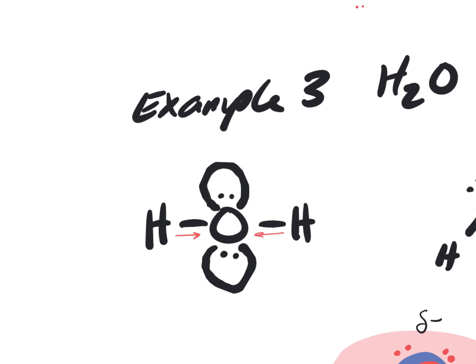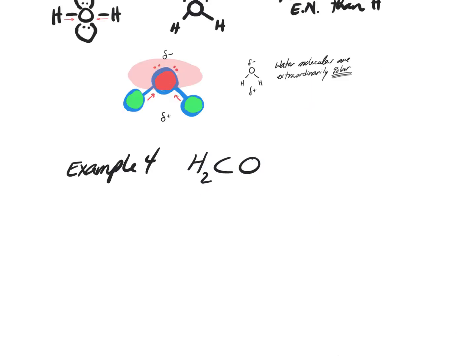Let's try one more example at least. Let's try another one. Let's try this molecule. This is called formaldehyde. You don't have to know that name. But this Lewis dot structure would look like this.